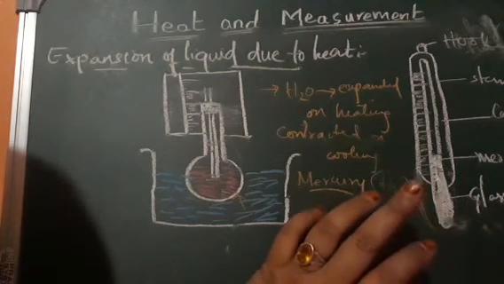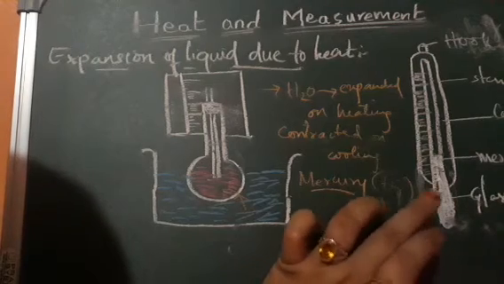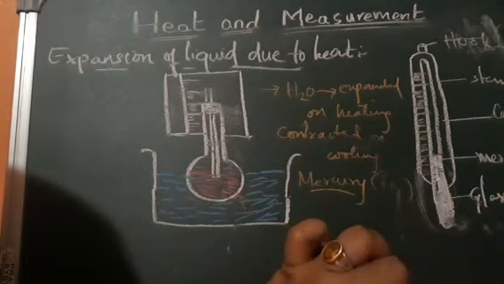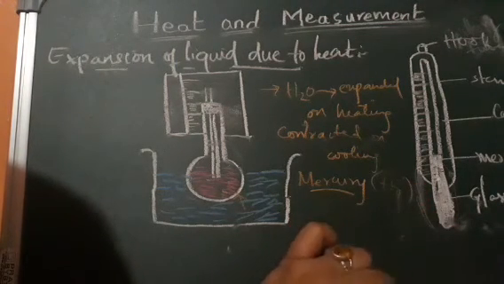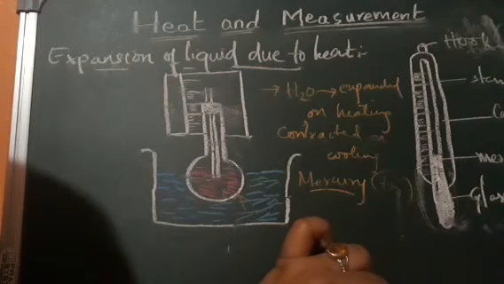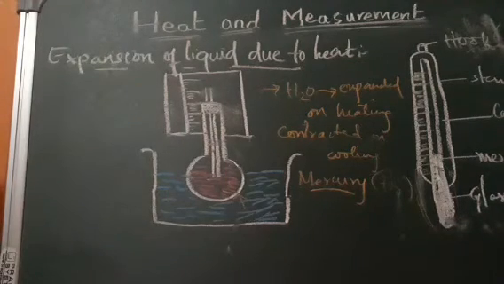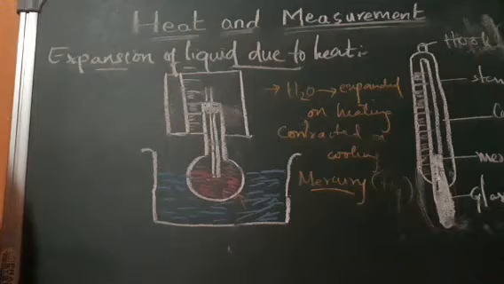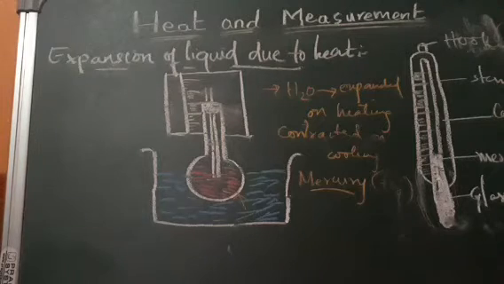Okay, why do we use mercury but not alcohol in this glass bulb? Because alcohol also gets expanded. Why are we not using that? Because when we come to the properties of mercury, you can see that its expansion is uniform. For an equal amount of heat, it gets expanded equally, and when the temperature decreases, it gets contracted equally. This doesn't happen with alcohol.